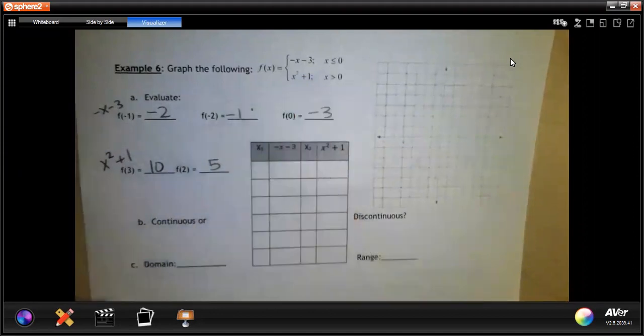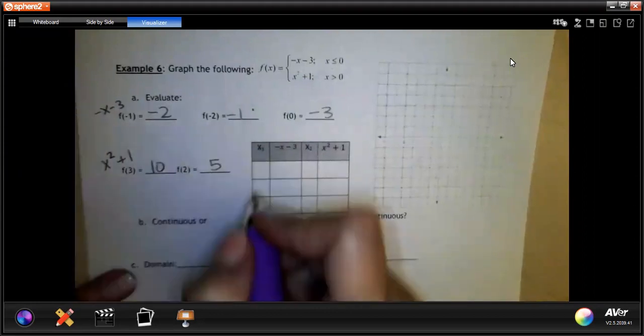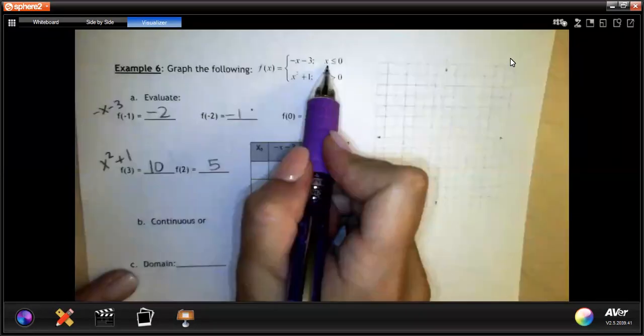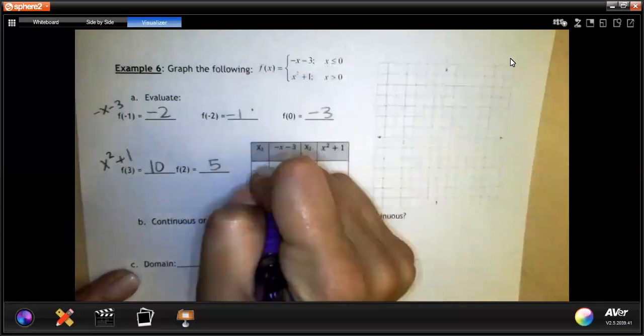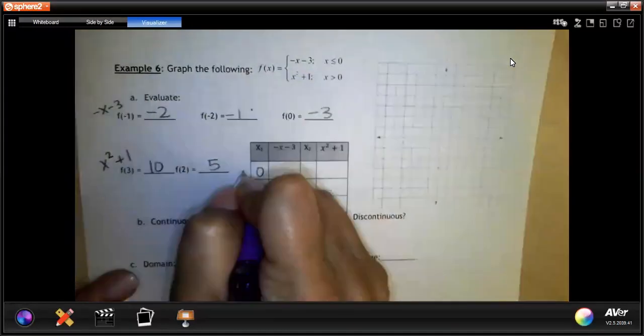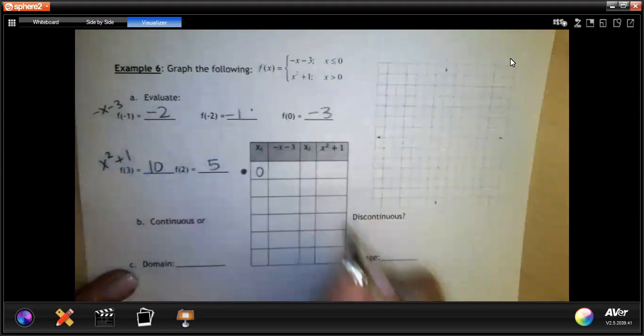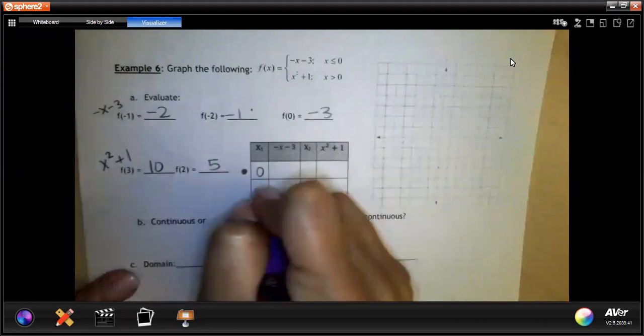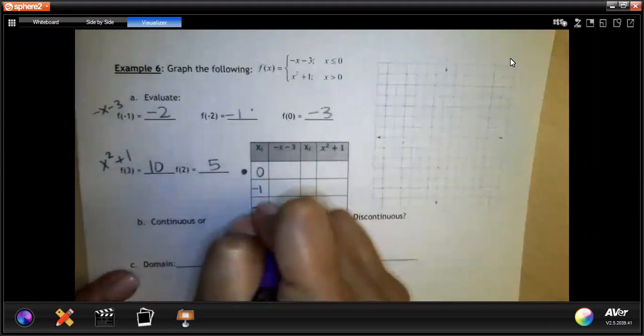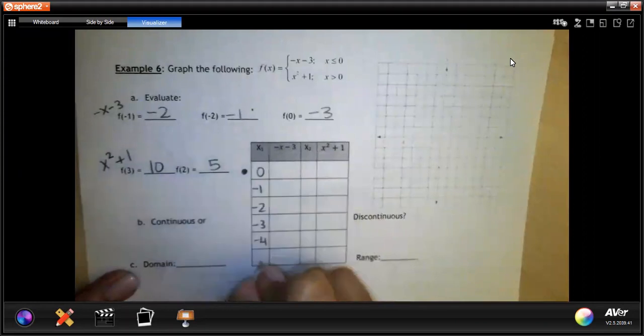We are going to go ahead and do a table of values again, and we'll start with the same process we did last time. So the first equation is when x is less than or equal to 0. So I start at 0 and I decide that's going to be a closed circle since it's got an equal sign. And then the values that come below 0 are -1, -2, -3, -4, and -5.